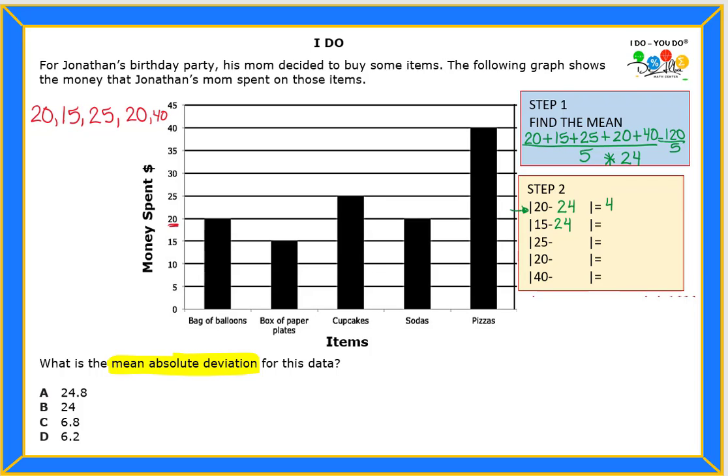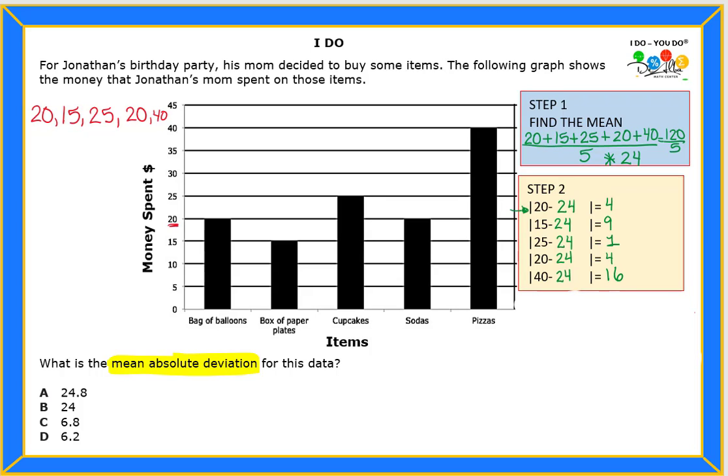What do we get? 9. Very good, right? Okay, the next one is going to be 25 minus 24, and that's a 1, right? What about 20 minus 24? We did it earlier, and we said it was a negative, right? But since we have the absolute value, then I'm going to get the same answer that I have for the first one, which is positive 4, right? And the next one is going to be 40 minus 24, right? And that gives me a positive 16.